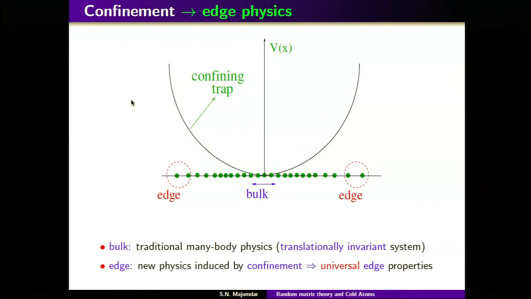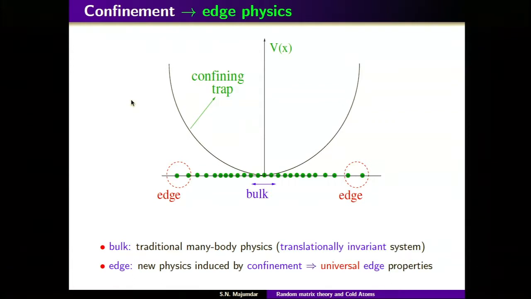Now if you look very close to the trap center, you don't feel the curvature of the trap. On the scale of the interparticle distance near the center, the system is almost translationally invariant. This is what I call the bulk. In that case you can understand the behavior of the system near the trap center by the traditional many-body free fermion physics that you'll find in any standard textbook, basically Fermi liquid theory. So this part is very well understood.